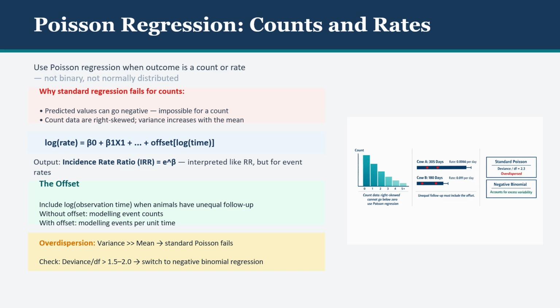A cow who had 3 mastitis events in one lactation is very different from a cow who had 0. That's count information, not binary information.